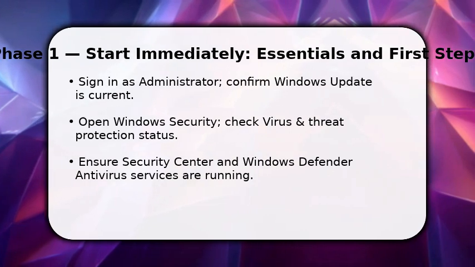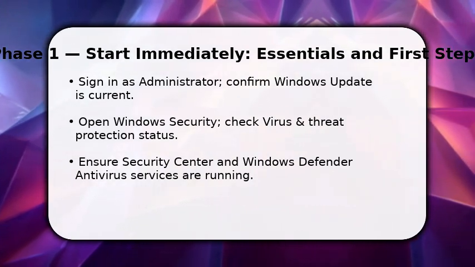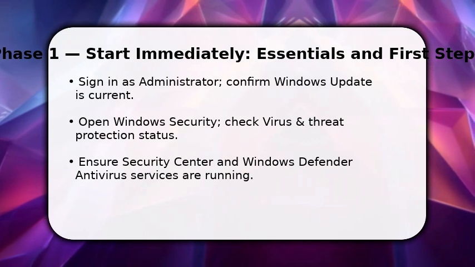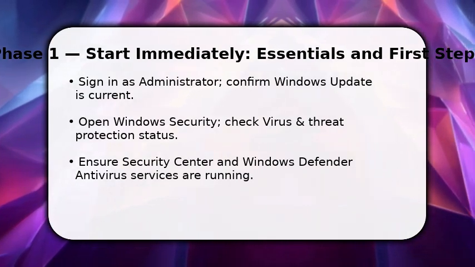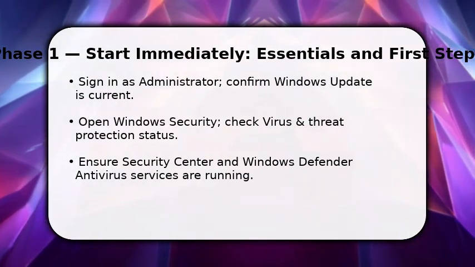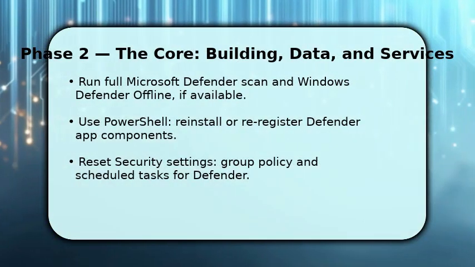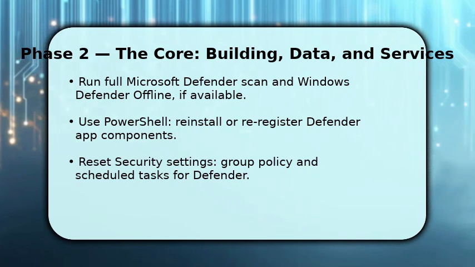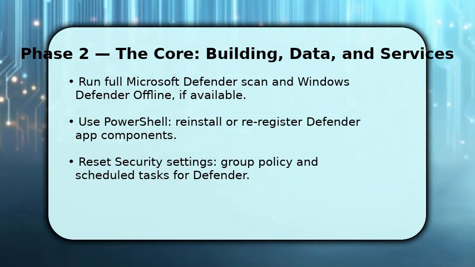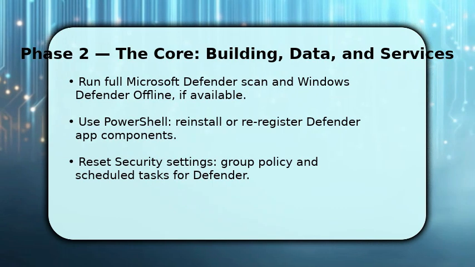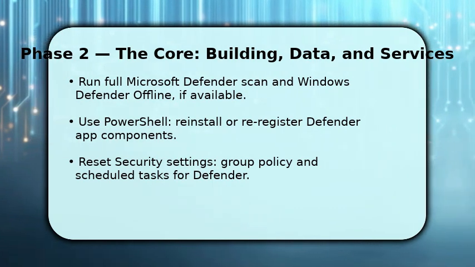Then, open Services and confirm Windows Defender Antivirus Service and Security Center are set to automatic and running. This prevents many common failure modes before you proceed. Once those basics are set, run a full Microsoft Defender scan followed by Windows Defender Offline if you suspect a rootkit. That finds threats normal scans miss.